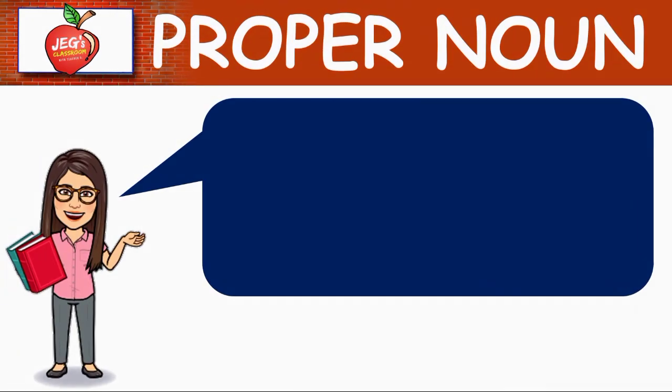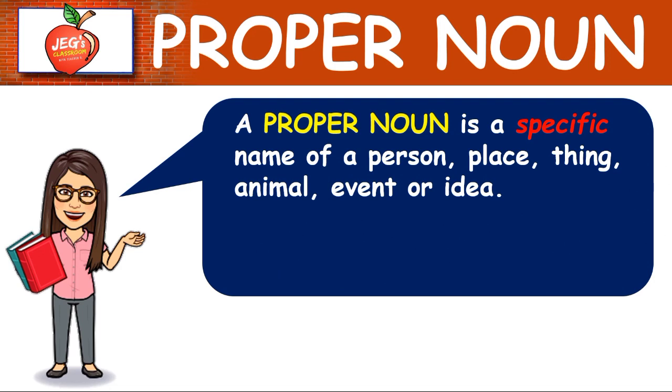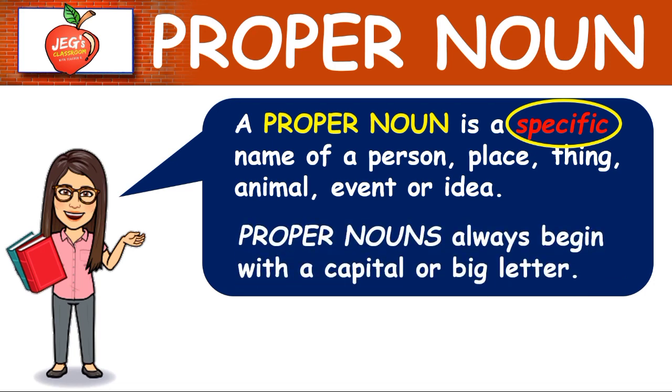Now that we're done with common nouns, let's proceed to define proper nouns. A proper noun is a specific name of a person, place, thing, animal, event, or idea. When we say specific, it is the exact brand name of something. Also, proper nouns always begin with a capital or big letter. Let's look at the following examples.